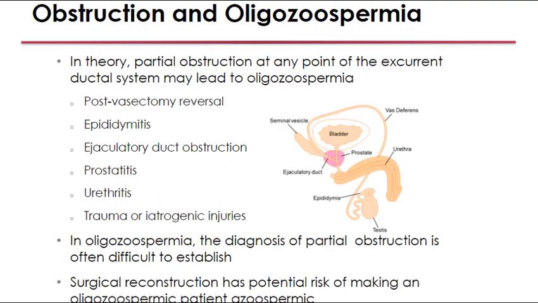Can obstruction of the male excurrent ductal system lead to oligozoospermia? In theory, partial obstruction may lead to reduction in sperm concentration. This may occur in patients with a history of vasectomy reversal, epididymitis, prostatitis, urethritis, or trauma or iatrogenic injury to the reproductive tract. Unlike azoospermia, in oligozoospermia, the diagnosis of incomplete obstruction of the male excurrent ductal system is difficult to establish. Although surgical reconstruction may be feasible, the risk of making an oligozoospermic patient azoospermic should be taken into consideration when counseling patients.